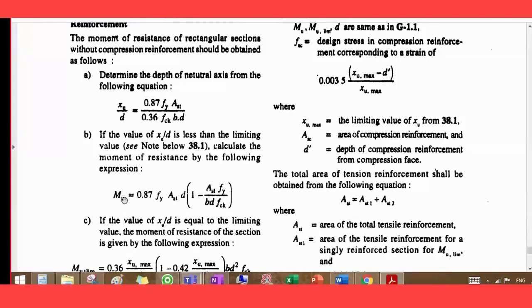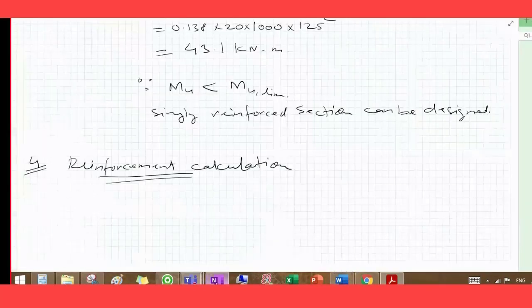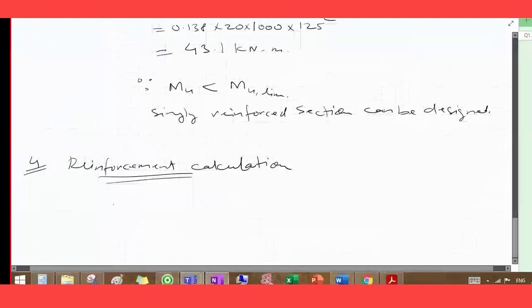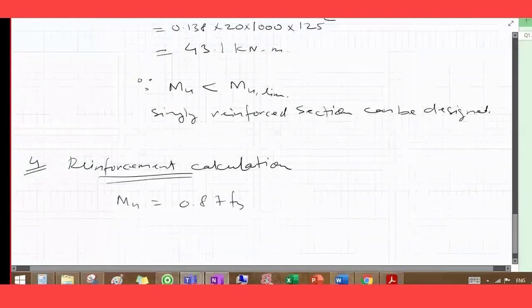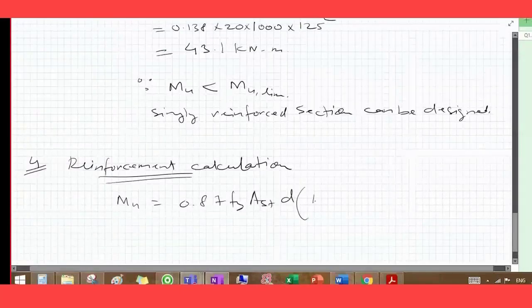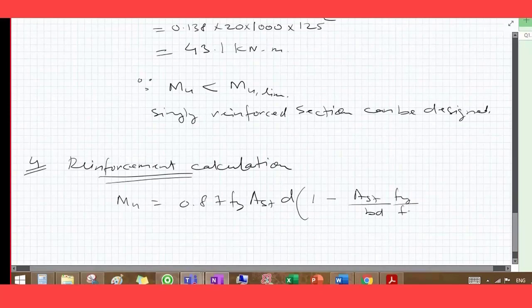And this we have already done for B. So what I can do, you can substitute the formula here, and I'll do the same thing. I'll be using directly Mu equal to 0.87 Fy AST into D, multiplied by 1 minus AST by B D into Fy by FCK. Okay, so we'll be substituting the values.